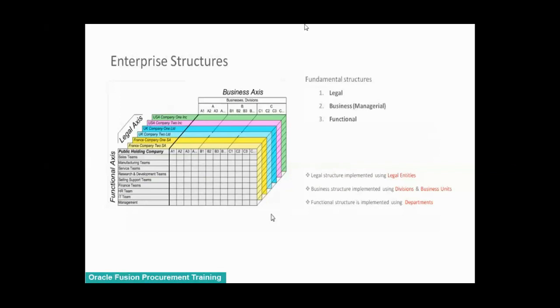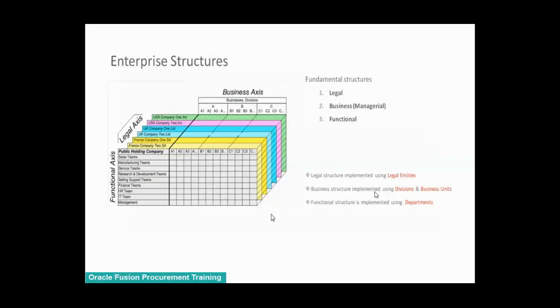And also we may have subdivisions. So what is meant by this business axis? Nothing but the divisions. Let me tell you an example. Suppose you take Oracle USA Company Limited, it can have subdivisions, nothing but IT division, non-IT division, staffing division.